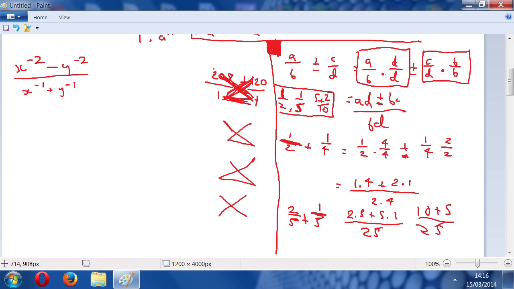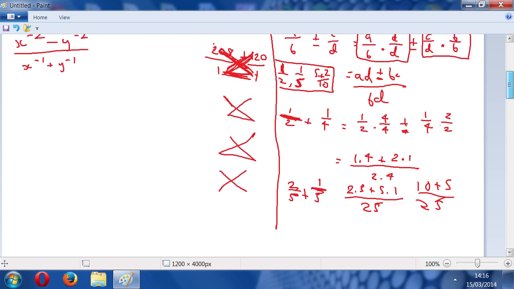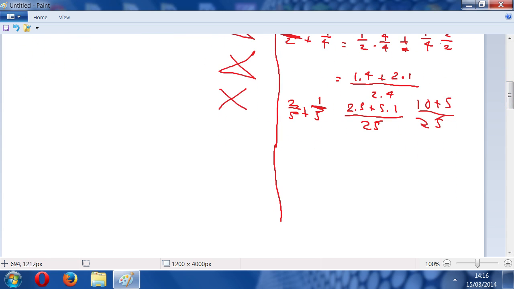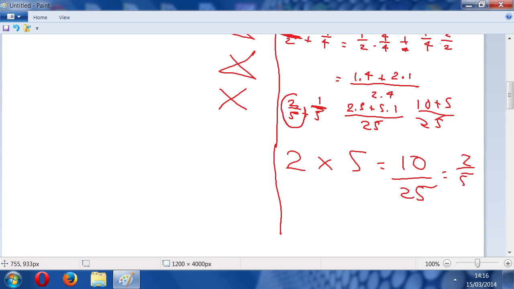Because if I do 2 times 10, yeah, now it is actually making sense. That has actually kind of helped a bit doing it like that. Because when I think about it, I'll just write it how I want. When I do 2 times 5 is 10, and then that's over 25, that is 2/5. So that's this number. And then I do 1 times 5 is 5, and that's over 25, and that's 1/5.